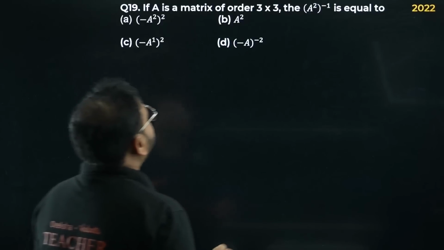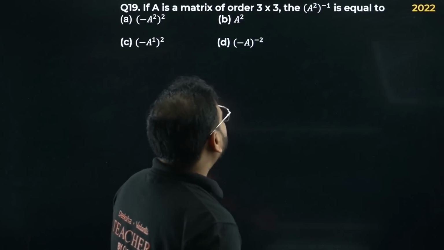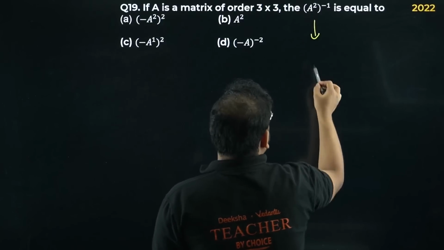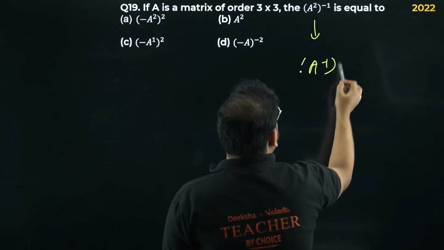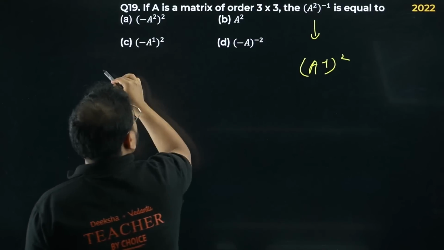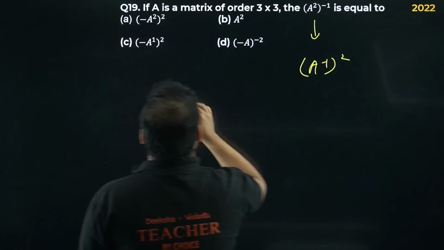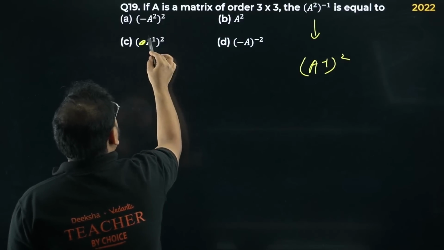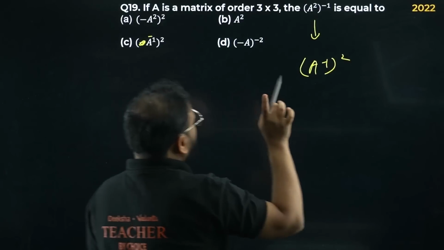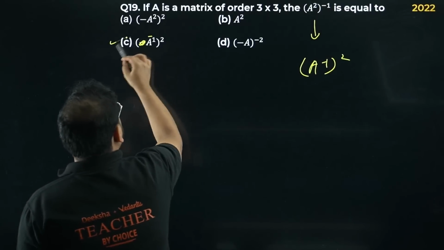If A is a matrix of order 3 cross 3, okay, this is very simple. A inverse the square. I think there's a mistake over here in typing. Sorry. It should be A inverse the square. Option C should be right.